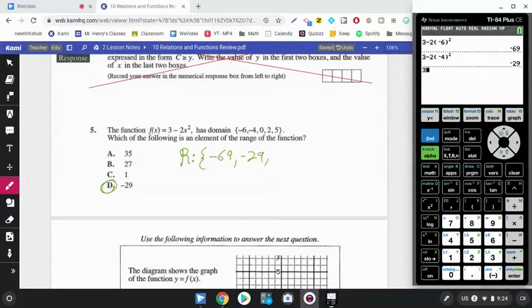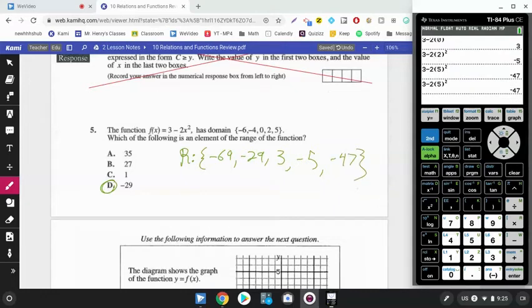Plug in a 0. 3 minus 2 times 0. You get 3. Plug in a 2. 3 minus 2 times 2 squared. Good. I get -5. Okay. And plug in a 5. 3 minus 2 times 5 squared. -47. Great. Those are all my outputs. Those are all of the elements of the range. Yeah, well, I already actually found my answer. It's -29. Okay, so given the inputs or given the domain, I can plug in to find my range.